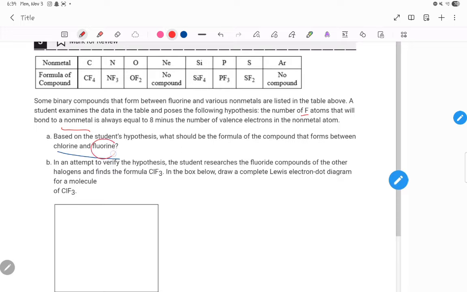So fluorine bonds to chlorine. Chlorine is which group? Group 7, meaning it has 7 valence electrons. If that's the scenario, it's going to be 8 minus 7. So it's going to be 1, right? So we will have 1 fluorine bonded to chlorine. So it's going to be ClF.